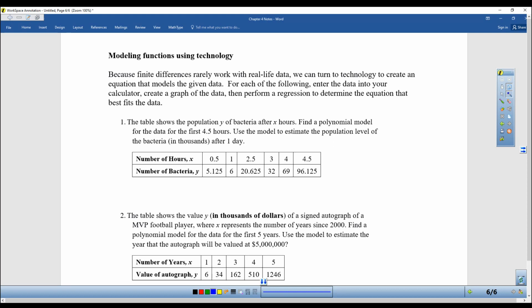The table shows the population Y of bacteria after X hours. Find a polynomial model for the data for the first 4.5 hours. Use the model to estimate the population level of bacteria in thousands after 1 day. So let's do that on our calculator.